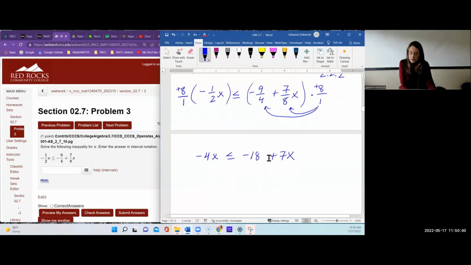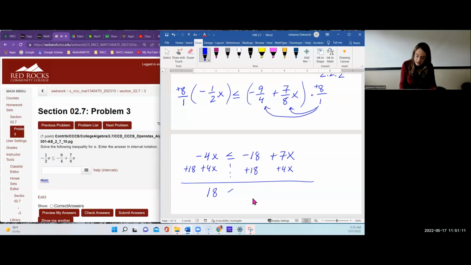Now I have this equation right here. Looking at the numbers, I have negative 4x and 7x. A negative is always smaller or to the left of a positive number on the number line, so I'm going to move the negative 4x by adding 4x to both sides. That means the variables will end up on the right side, so I need to move the negative 18 to the left side by adding 18 to both sides of the inequality.